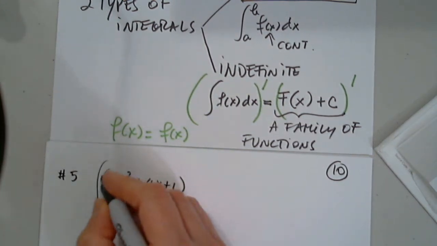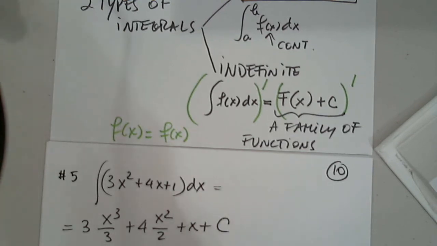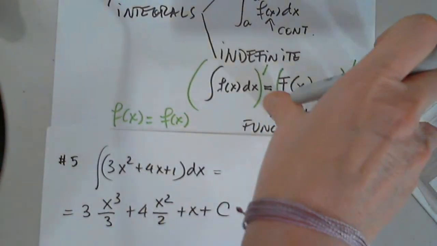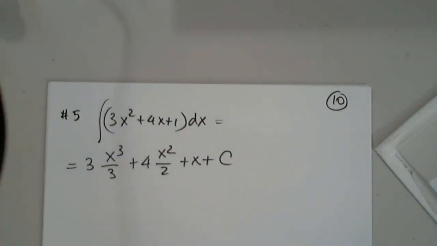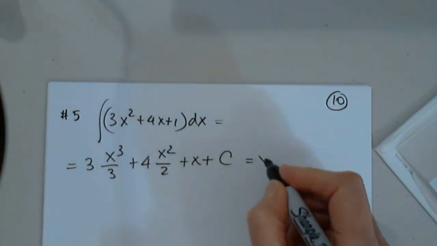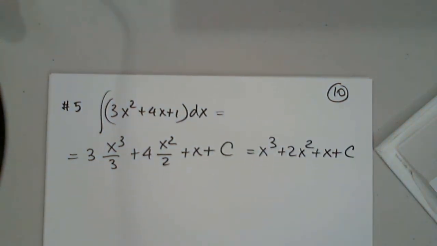We've done this from section 4.9. We just didn't use the symbol of integral. So everything is the same. So 3x to the third over 3 plus 4x squared over 2 plus x plus a constant c. Done. So this is not new at all. Yes, I'll simplify and write x to the third plus 2x squared plus x plus a constant c.